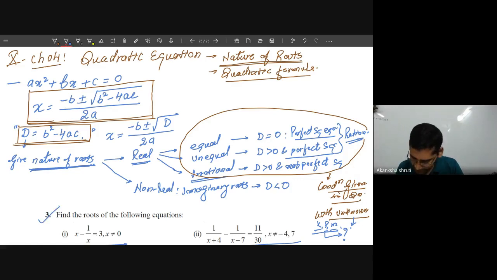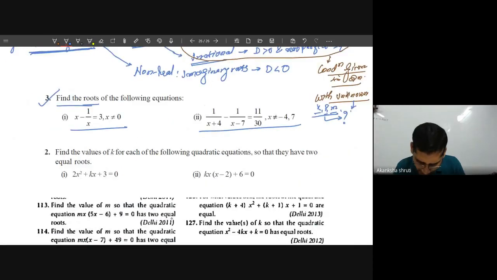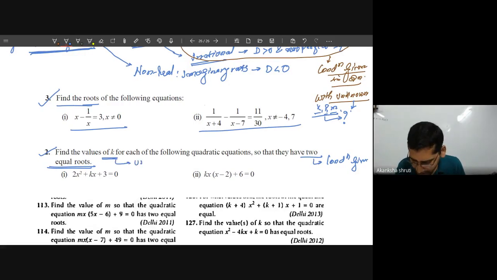Like here in question number 3, here you have to determine the nature of root, find the root, also predict their nature. Means discriminant you also have to calculate, you have to predict the nature, then you have to find. Another category is that these conditions are already given. Say, see this question number 2, you have to find the value of k when these equations have two equal roots. Means this condition is given, this condition is known to us, and what is unknown? This k is unknown.